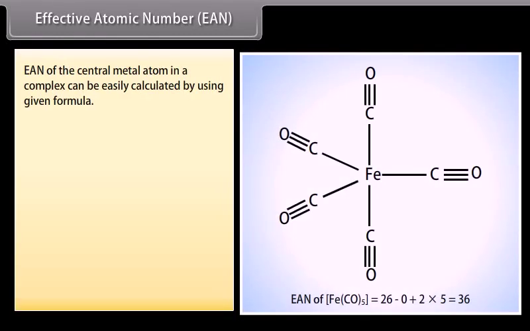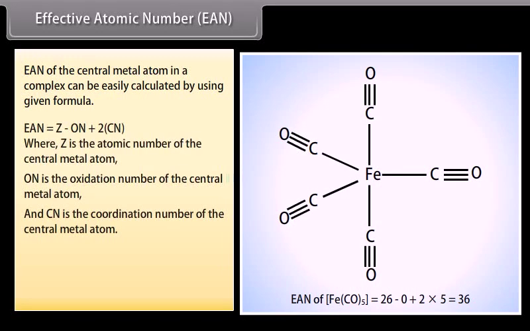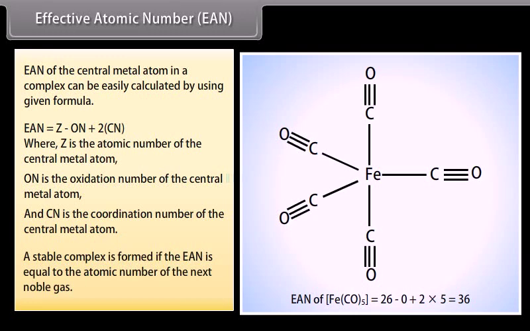Effective atomic number, EAN. Effective atomic number of the central metal atom in a complex can be easily calculated by using the given formula. EAN is equal to Z minus ON plus 2CN, where Z is the atomic number of the central metal atom, ON is the oxidation number of the central metal atom, and CN is the coordination number of the central metal atom. A stable complex is formed if the EAN is equal to the atomic number of the next noble gas. For example, EAN of [Fe(CO)5] is equal to 26 minus 0 plus 2 into 5, which is equal to 36.